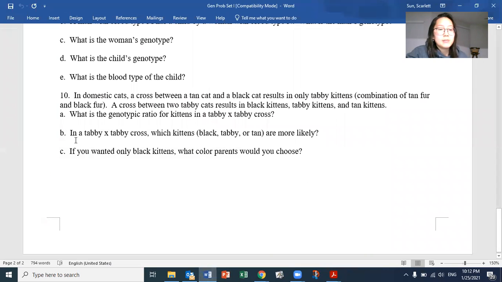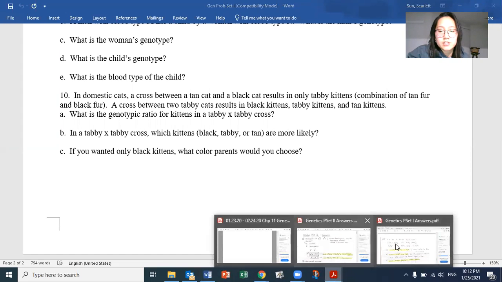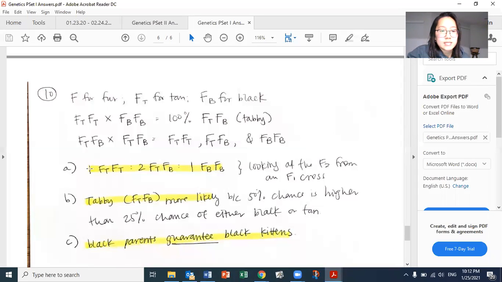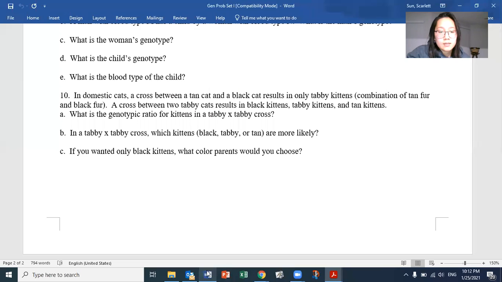In part B, in a tabby-tabby cross, which kittens, black, tabby, or tan, are more likely? So you're going to look at that ratio we just produced, right? And which one has the highest number in front of it? That would be the tabby, right? Tabby FTFB is more likely because there's a 50% chance, and that's higher than a 25% chance of either black or tan.